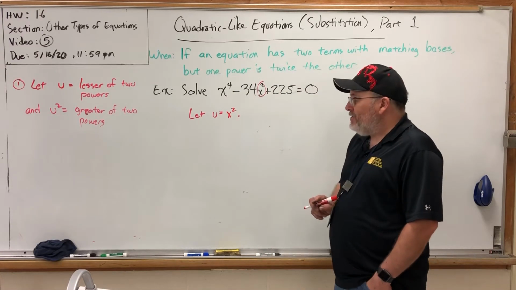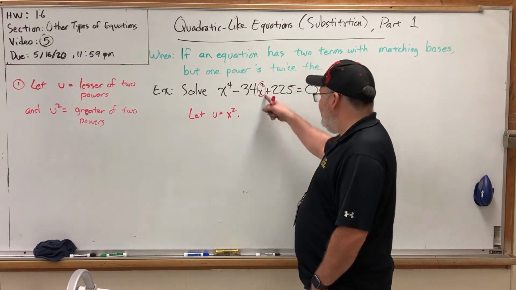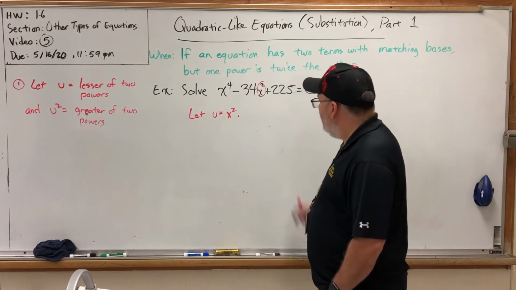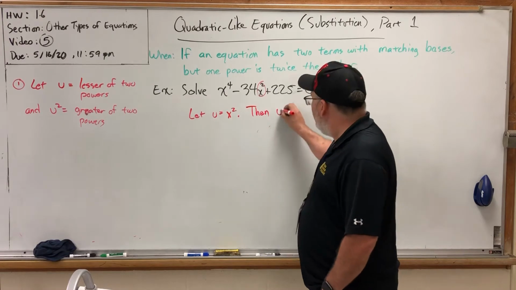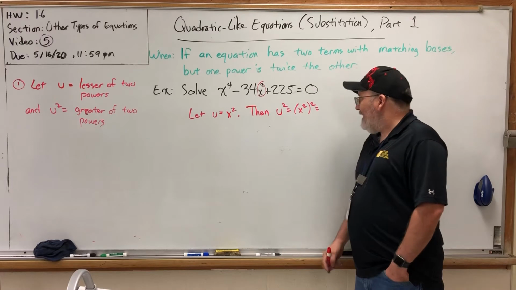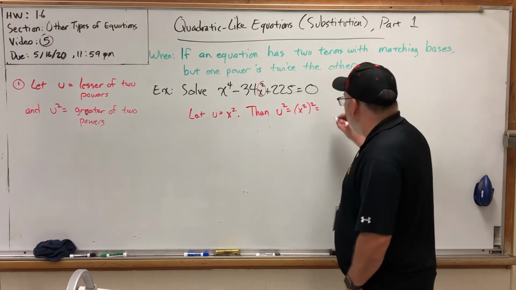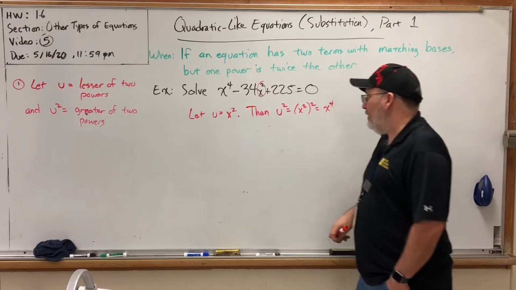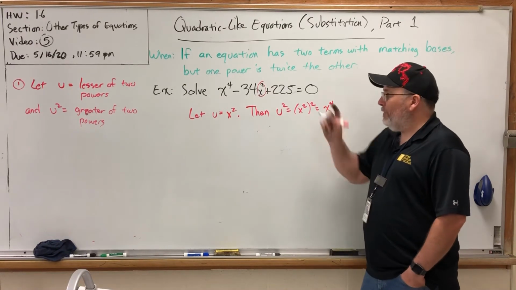Now, why do we get to say U squared equals the greater of the two powers? Because if we arbitrarily decide to give this x squared a nickname, hey, U, then watch what happens if we square both sides of this equation. We get U squared equals x squared squared. And there's an exponent rule that says when you raise a power to a power, you multiply them. 2 times 2 is 4. That's why it's important for one power to be twice the other. So that when you square both sides of this substitution, that power gets doubled and matches the other one.